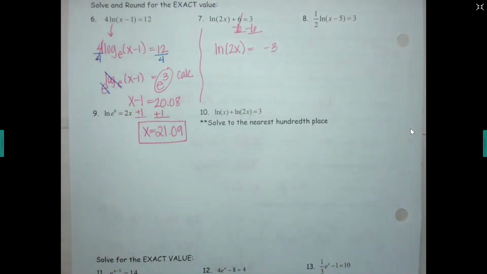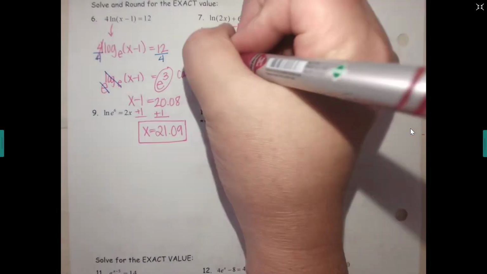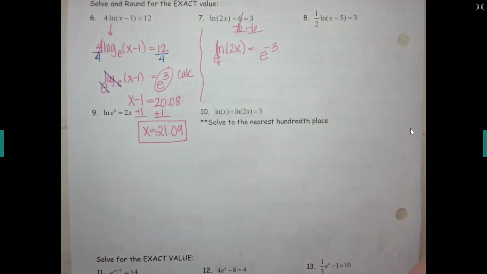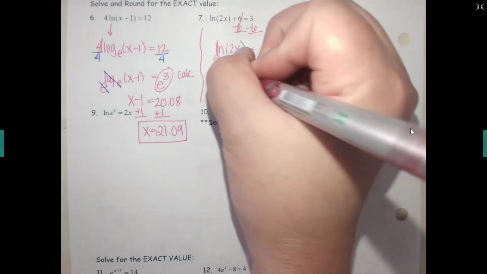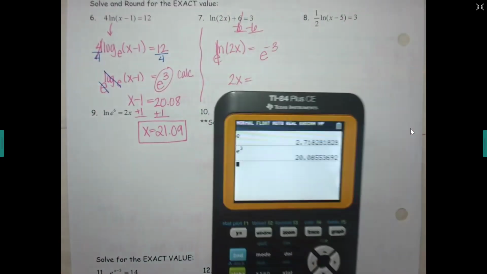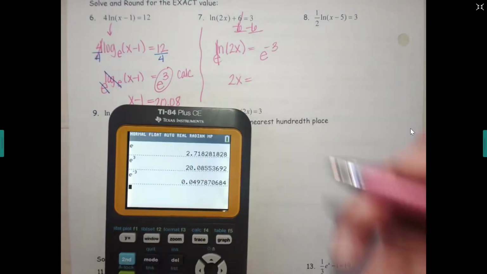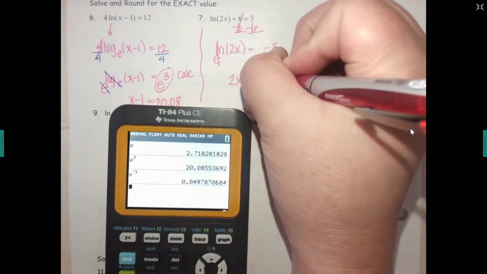Then I think to myself, ln is a log little e. How do I cancel out an ln or a log little e? I use a big E. And then in the calculator, you'll find out what e to the negative 3 is. So it'll be 2x equals, second divide by up to the negative 3 gives me 0.04 followed by a 9. So that'd be 0.5.